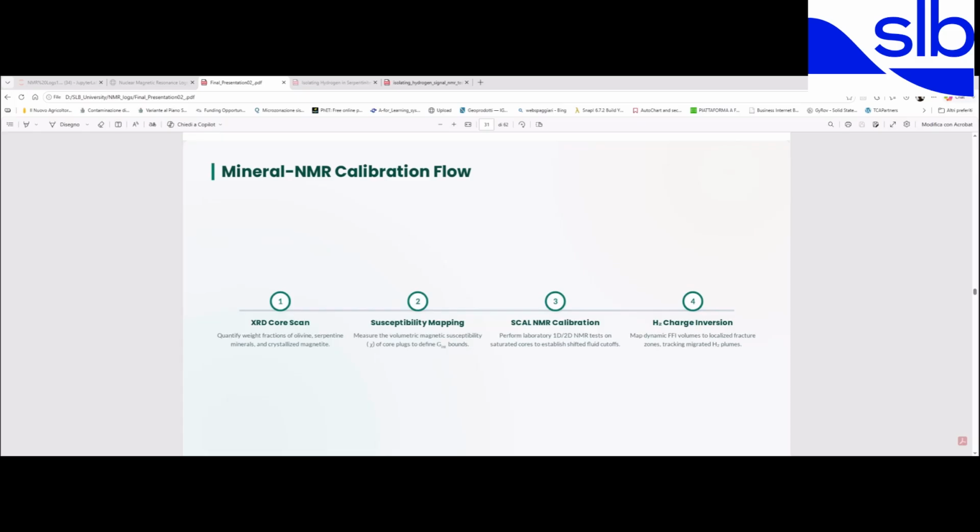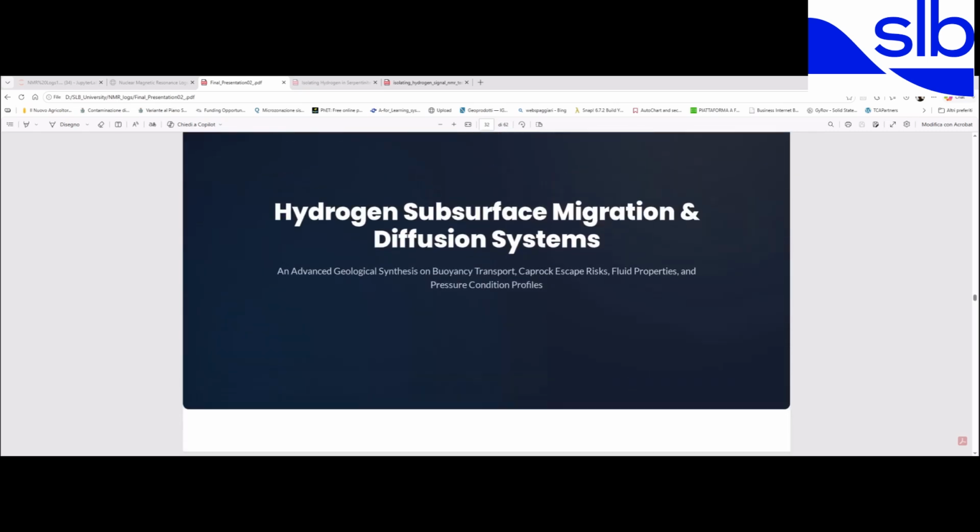Use T2 inversion to map dynamic free fluid volume, to localize fracture zones and track migrated H2 plumes. So the T2 inversion mapping of dynamic free fluid volume is a plus. You need to map all of the fractures, track the source rock, which is generally the rock that contains fayalite in this case, and also track the probable plumes of migration of hydrogen, which will be the system for subsurface migration and diffusion.